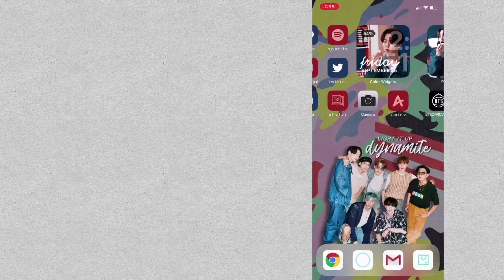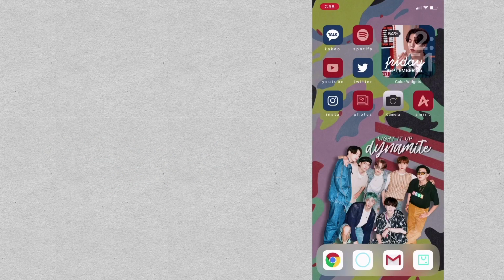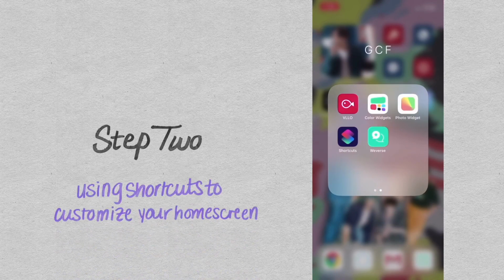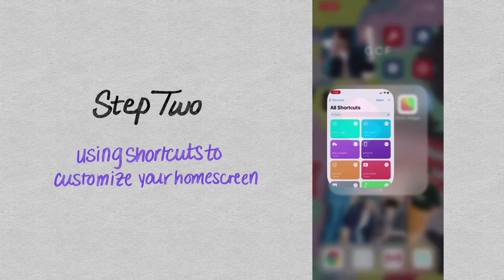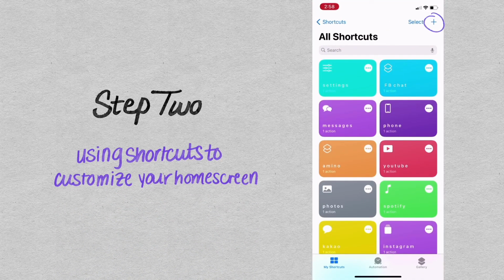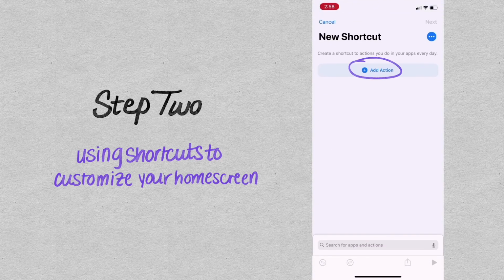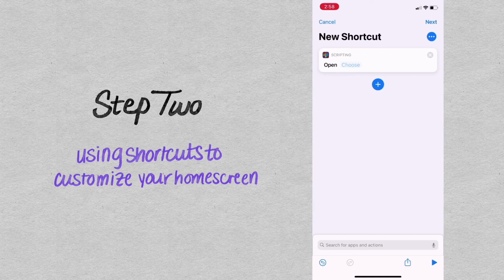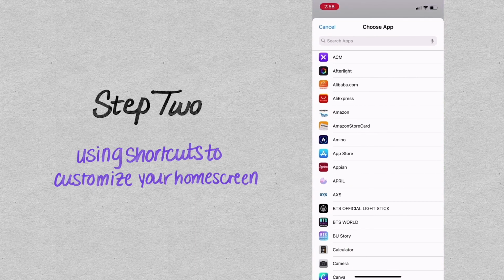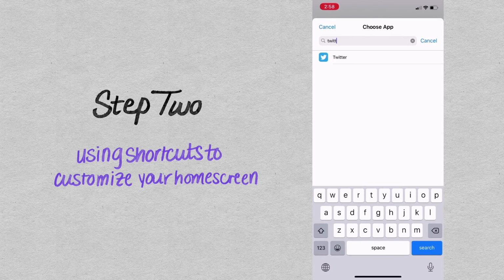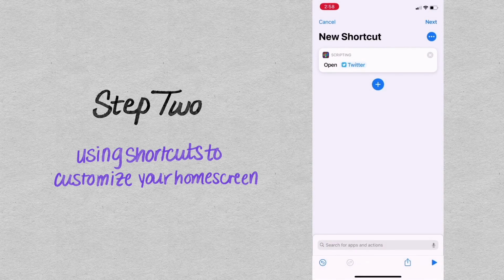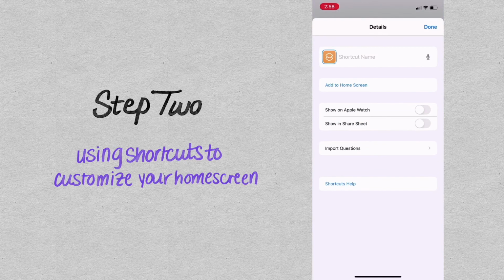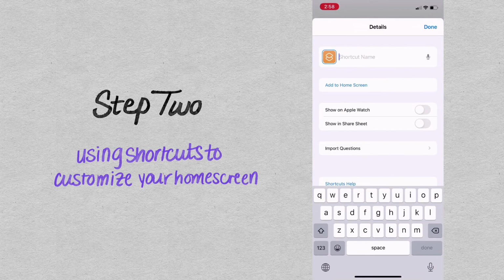So for the next step, we'll be using an app called Shortcuts. It should be available for all Apple users. For this, we'll select the plus sign at the top, and you'll select Add Action, and you'll look up Open App, and then you'll be able to choose the app that you want to have the shortcut open when you tap it. So here I'm searching Twitter. And you'll press the three dots, and then you'll just type in the shortcut name.